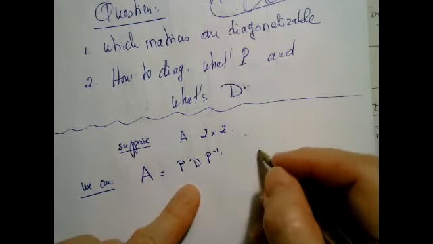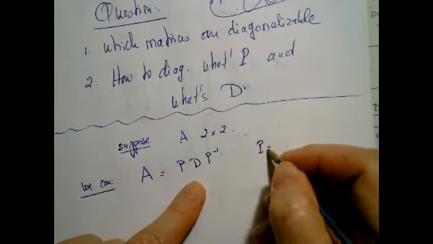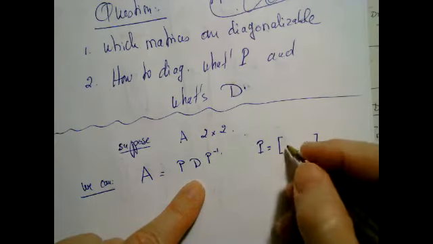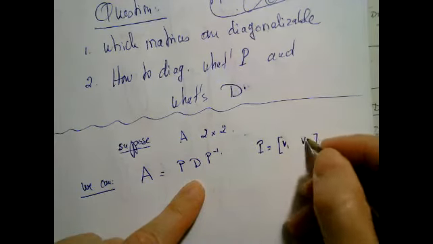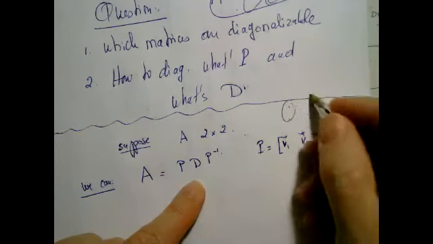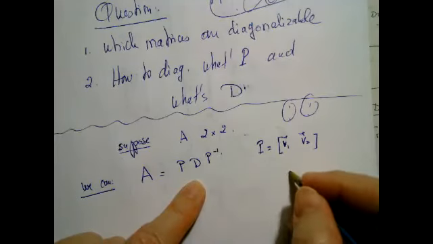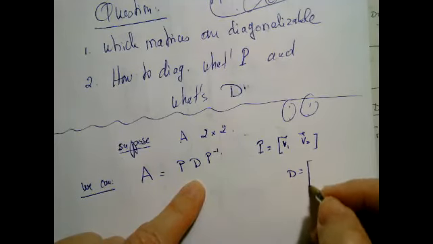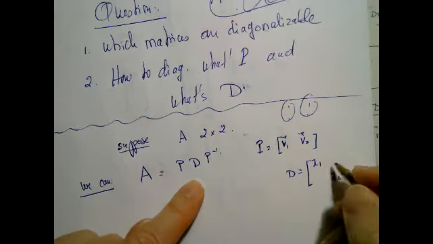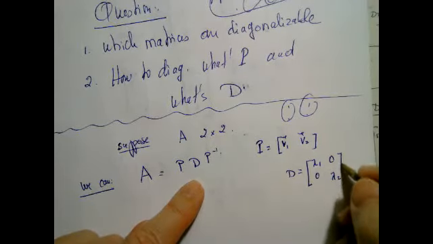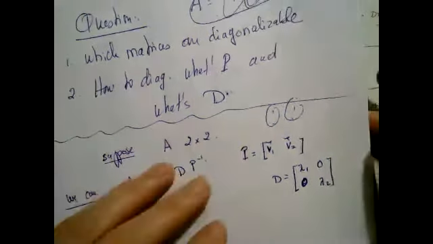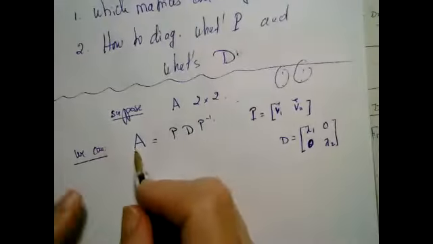If P is 2 by 2, then P is going to be a matrix, and I'm going to call its columns V1, V2, because it's a 2 by 2. So I call this V1 and this V2. This diagonal matrix D, I'm going to call its entries lambda 1, lambda 2, and the off-diagonal entries are 0. And the question is, what are those?